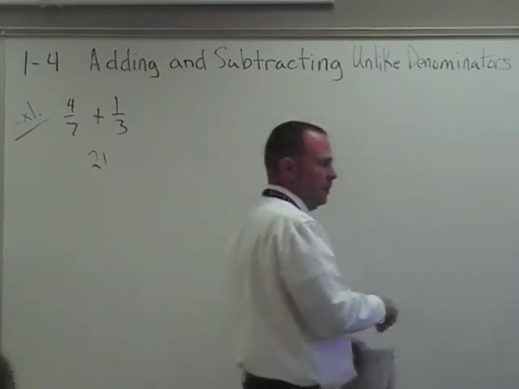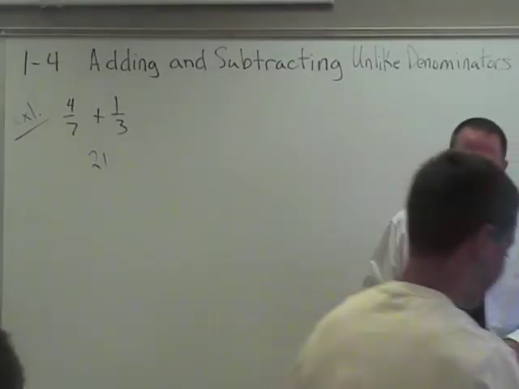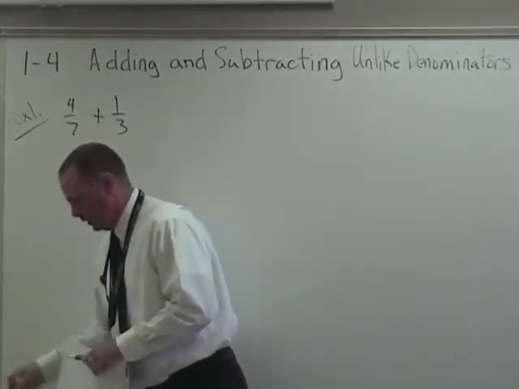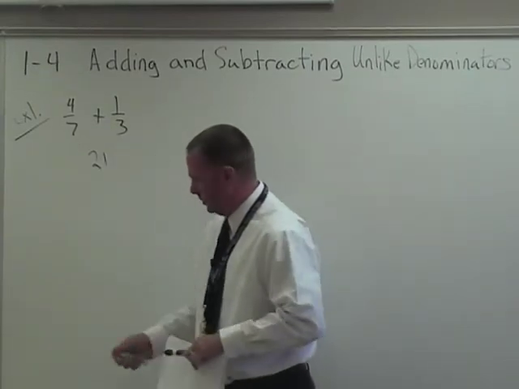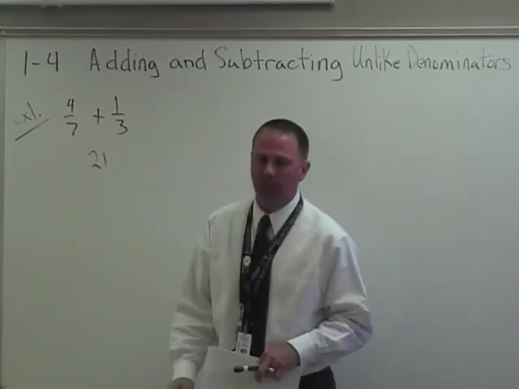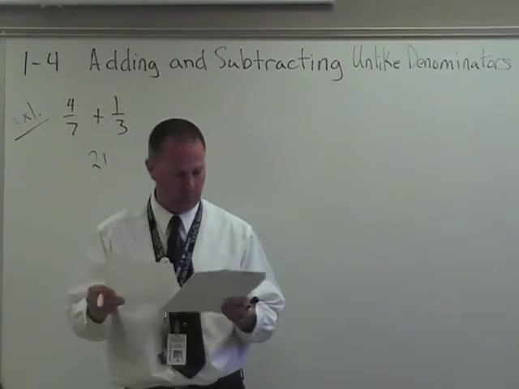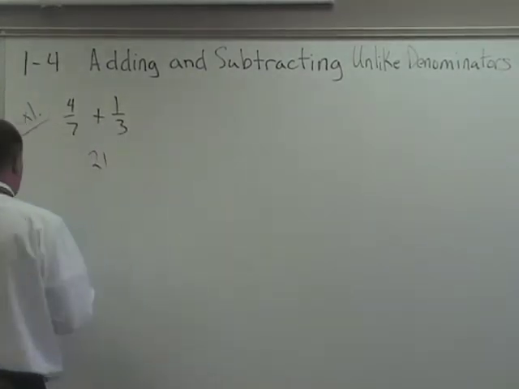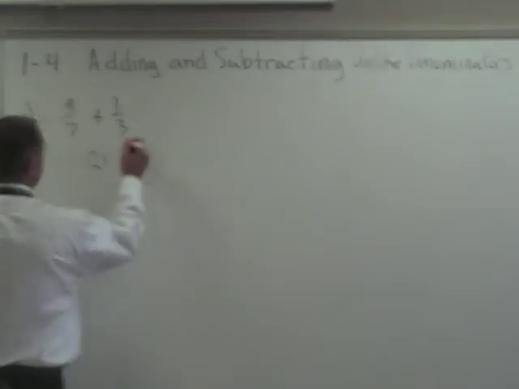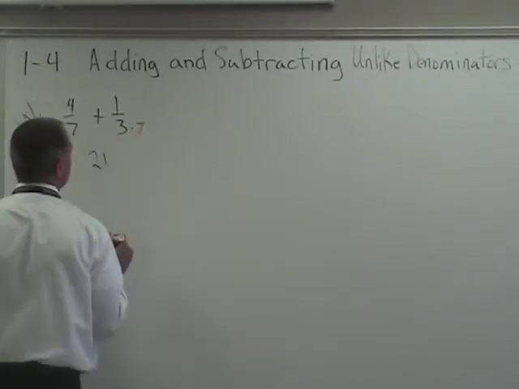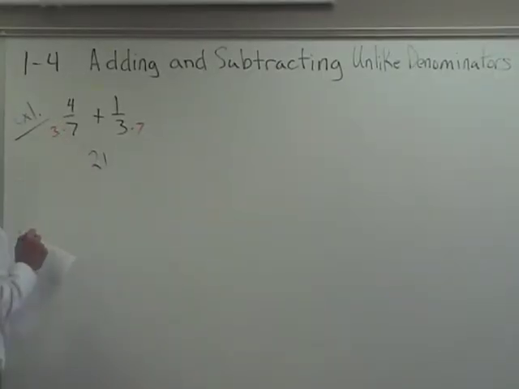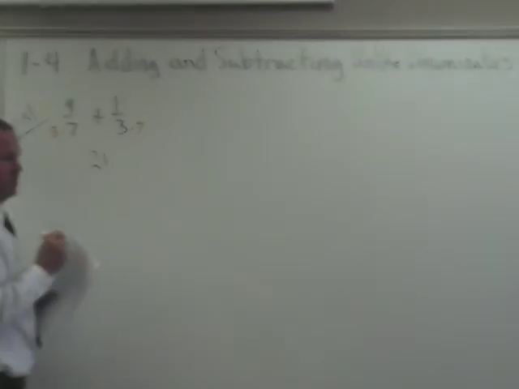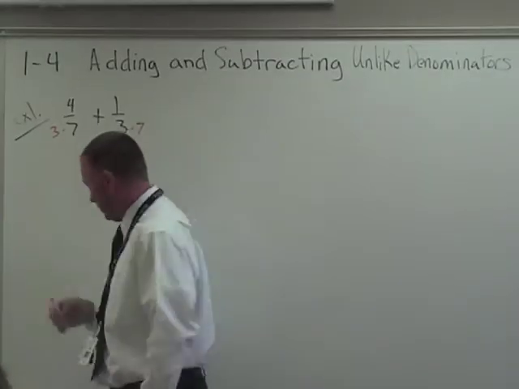So we need to change them, right? So we need to change our denominators. How do you change or manipulate your denominators? You take the 3 and multiply it by the 7 and 4. Okay. And then you take the 7 and multiply by 3 and 1 goes over. Right so far? Yeah.